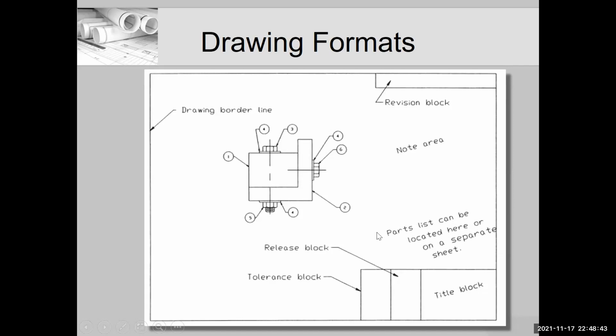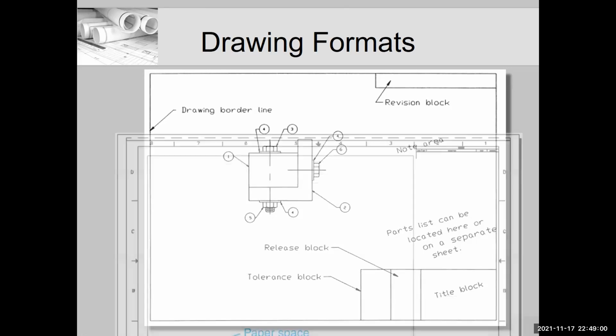You can put the parts list on the assembly drawing, the front sheet of that drawing package, or you can put it on the bottom sheet. Either way works. Okay, so you'll see some assembly drawings that have the parts list here, and I'll show you that. Others don't. All right, so that's that.